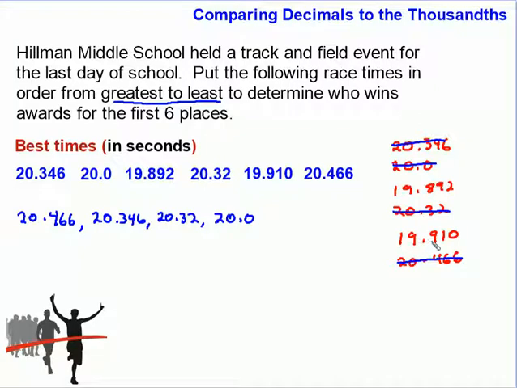Again, we start in the tenths place, and we see that this one and this one are two different numbers, 8 and 9, and this is the larger of the two. So 19.910, and then lastly, that leaves 19.892. So we have first place, second place, third place, fourth place, fifth place, and sixth place.